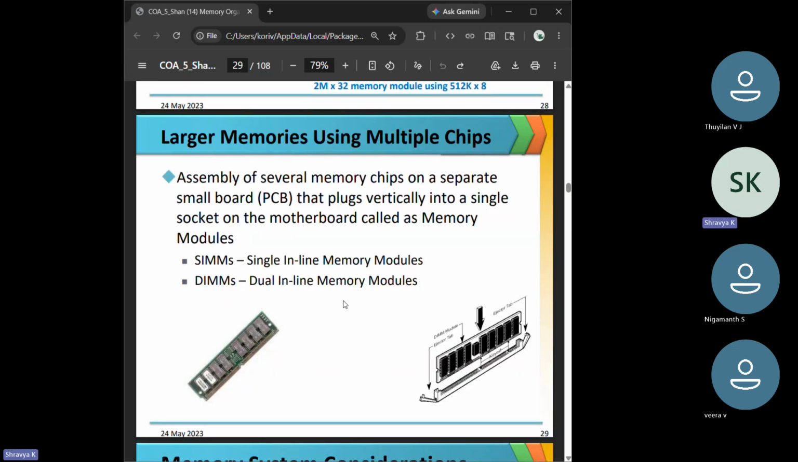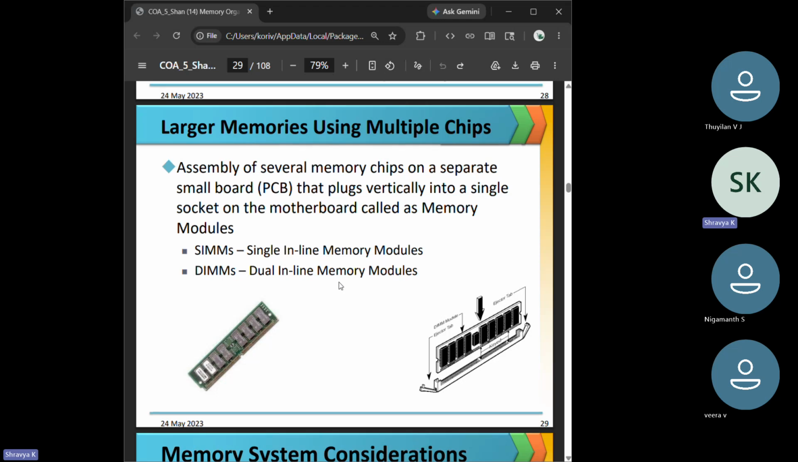So now the assembly of several memory chips on a separate small board that plugs vertically into a single socket of the motherboard is called a memory module, right? So instead of permanently soldering the chip into the motherboard, we can make these modules which can be plugged vertically, on a separate PCB, and there can be two different types, which can be single inline memory modules or dual inline memory modules.